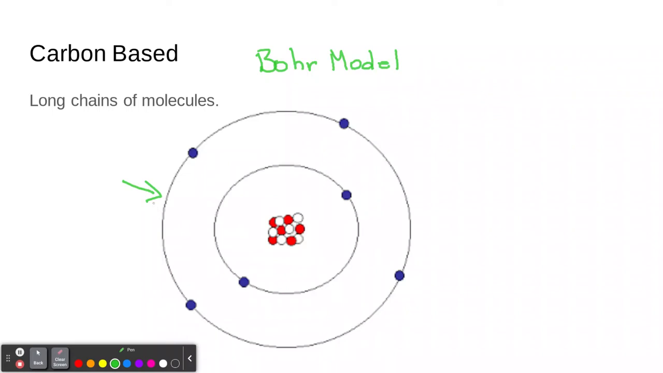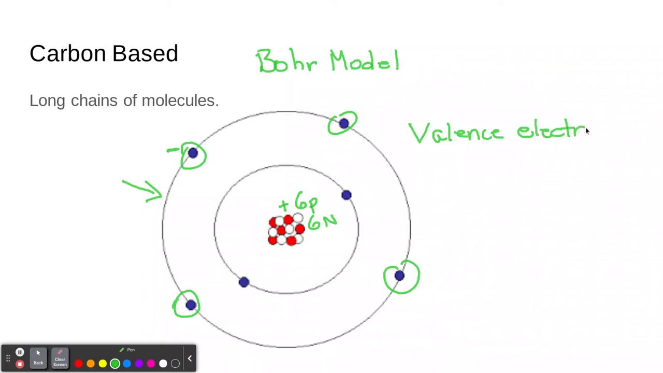You can see there are 4 electrons, and we remember electrons are negative, and the protons are positive. Carbon has 6 protons and 6 neutrons. Neutrons have no charge. So there are 4 here: 1, 2, 3, 4. These are the outer electrons on the last shell or the last orbit or the last cloud or the last ring. And these are called valence electrons. The valence electrons are on the last orbital.